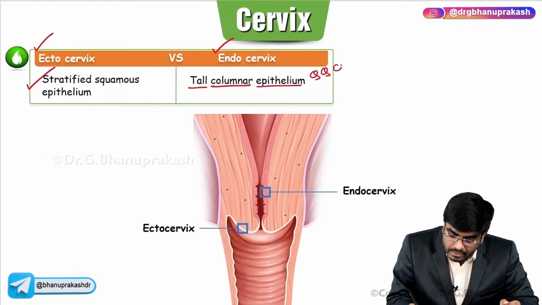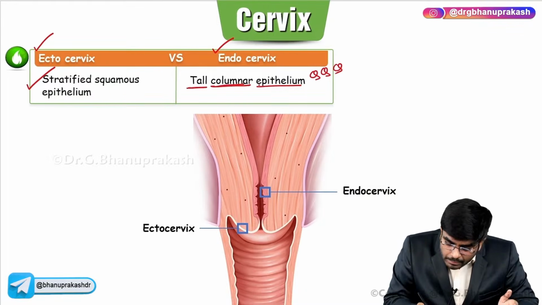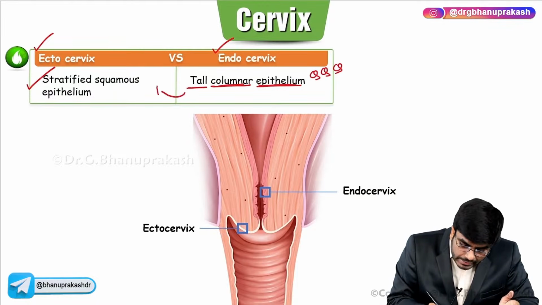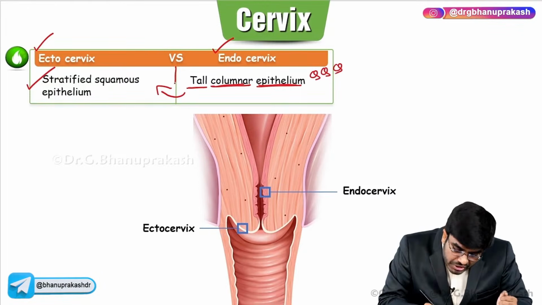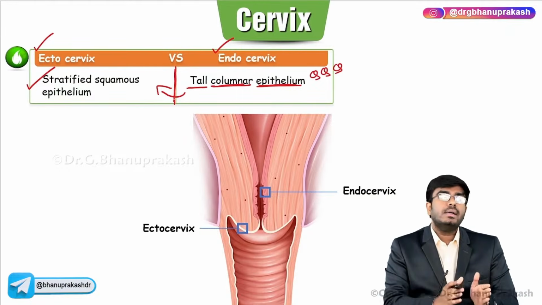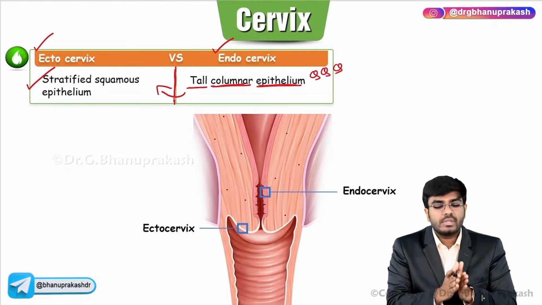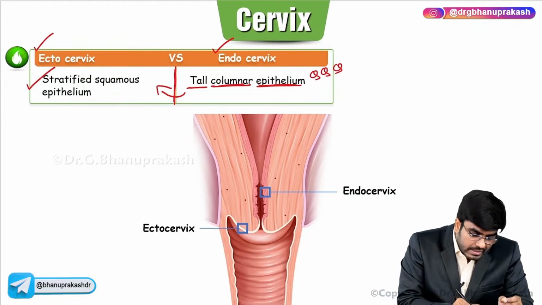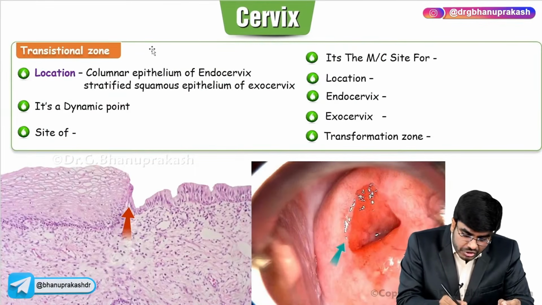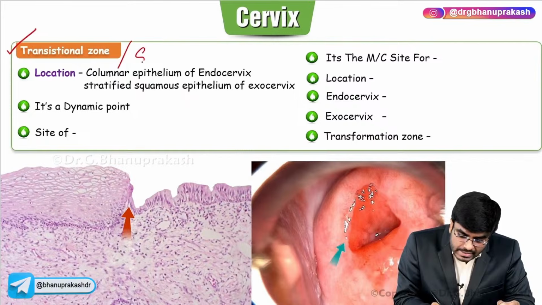Why is it important? Because there is a junction where the tall columnar epithelium of the endocervix is converted into the stratified squamous epithelium of the ectocervix. This transitional zone is known as the squamocolumnar junction.